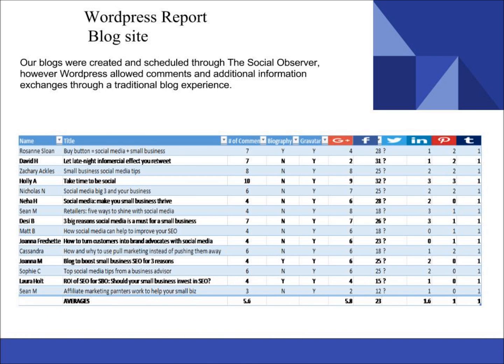The Social Observer campaign consisted of 15 blog posts by 14 contributors over the course of 19 days. So the WordPress was really where our blog posts were, and it really helped maintain an original blog feel for the content. So a traditional blog experience where people could leave comments and share the content.